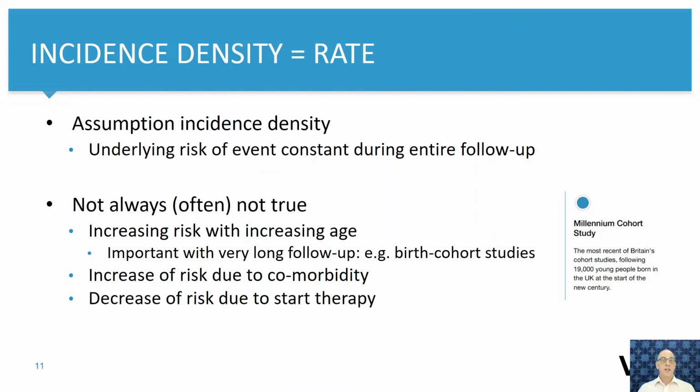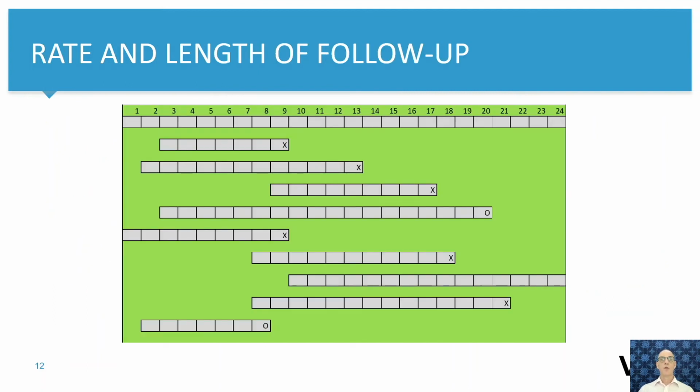But the risk can also decrease over time because a person starts therapy. For example, let us look at this cohort where every gray bar denotes a single person. An X is the occurrence of an event and a 0 is the occurrence of a loss to follow-up, of attrition. And each gray block stands for 1 month of follow-up.